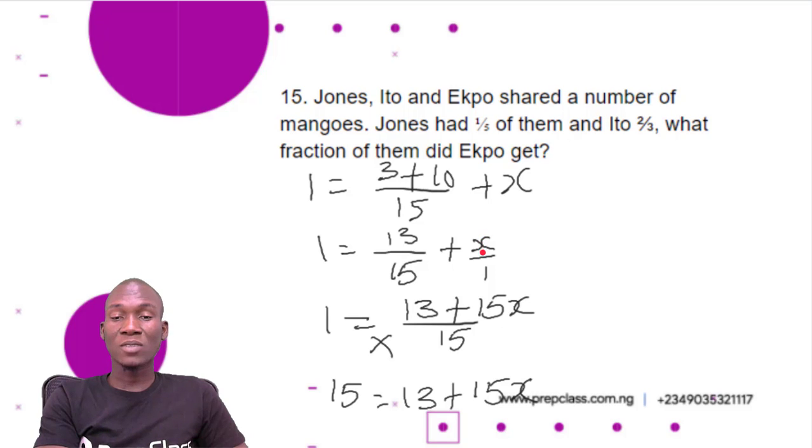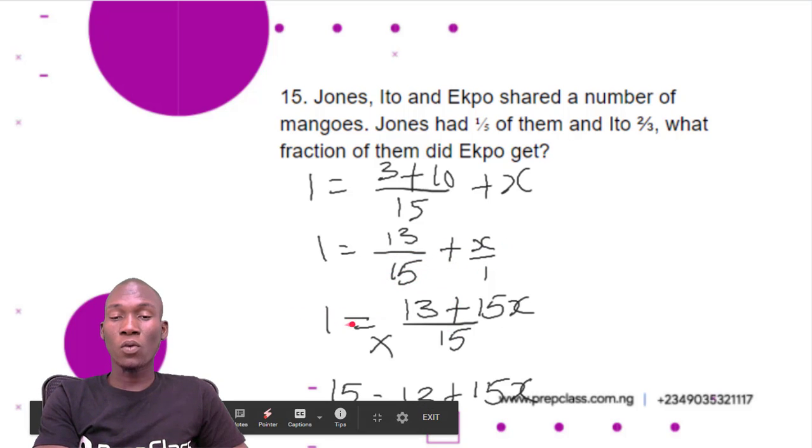X is the same as saying X/1. So we have 1 equals, we've combined these two fractions again. The LCM is going to be 15. So we have 1 equals, how many 15 can we see in 15? 1. 1 times 13 will give us 13. Plus, how many 1 can we see in 15? 15 times X will give us 15X. So here we cross multiply. When we cross multiply 15, we multiply 1 to give us 15. Then we have 13 plus 15x.